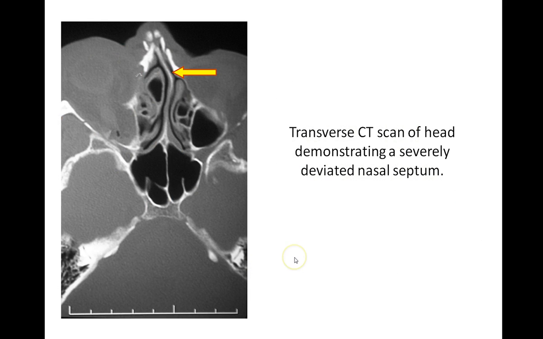This slide here shows a CT scan of an individual who has received trauma to their nose, and as a consequence the nasal septum has become severely deviated. There we go, that should go straight up and down, but as you can see here, the trauma has caused a major deviation of it that will have to be corrected by surgery.